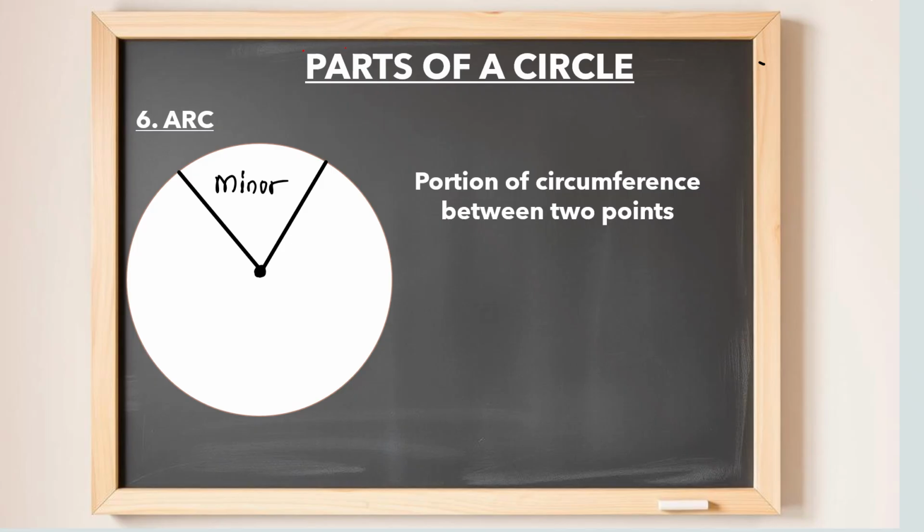And also we have the major arc. The major arc is going to be this part of the circumference from here to this point. You can see this is the minor arc from this part of the circumference, but the major arc is going to be this part, the entire part of the circumference from this point to this point. So this is called a major arc.